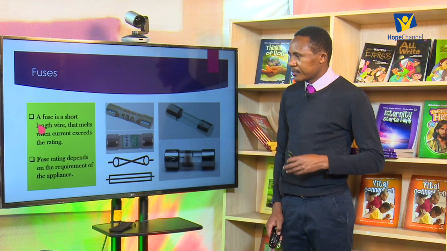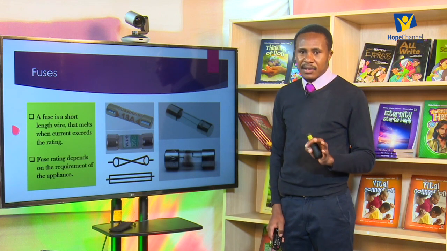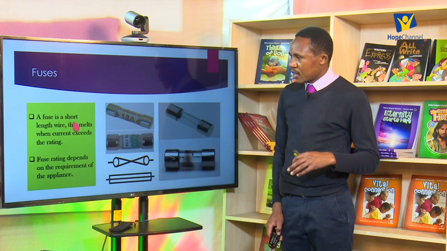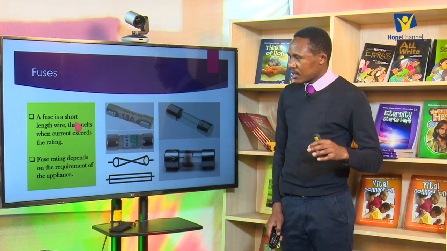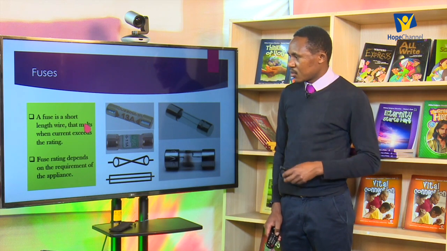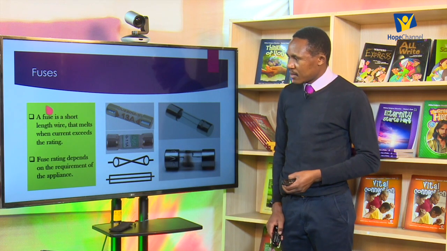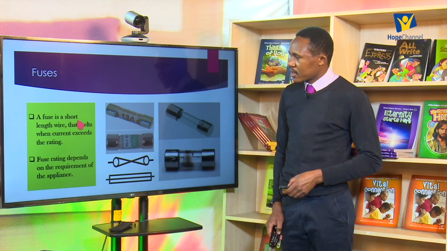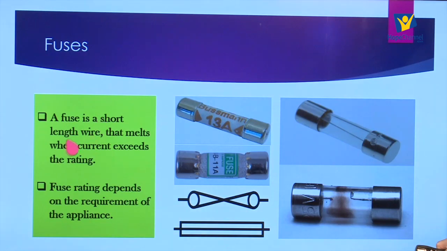If it is a TV, it requires a particular current. Of course, different TVs require different currents. If you are using a home theater, or something else, a woofer or subwoofer, all of them require different currents, and there's always a rating. So that fuse will protect that appliance from excess currents, because if the current exceeds what is required, it's going to melt. So that is why we're saying that the fuse is a thin, short wire which melts when current exceeds a particular rating.